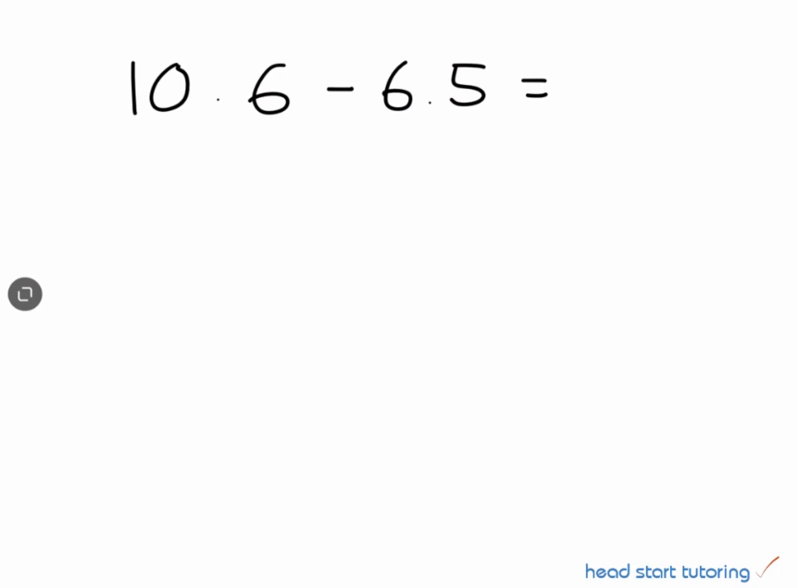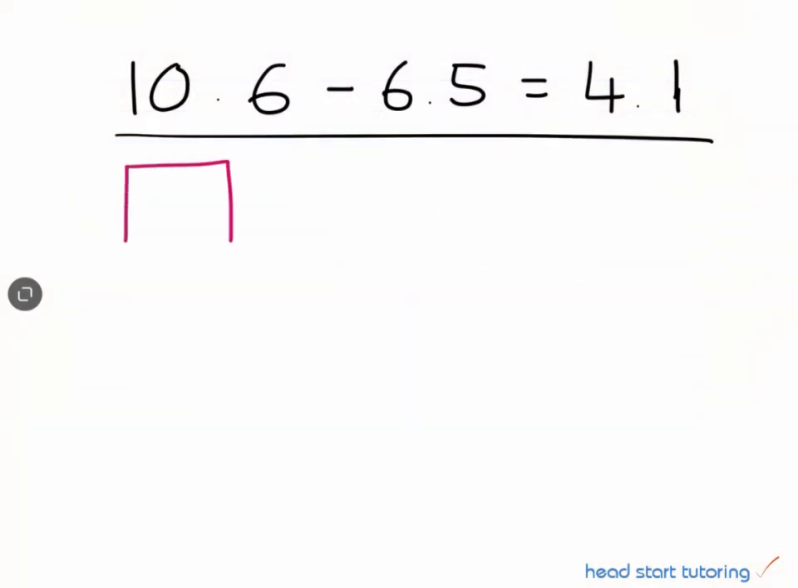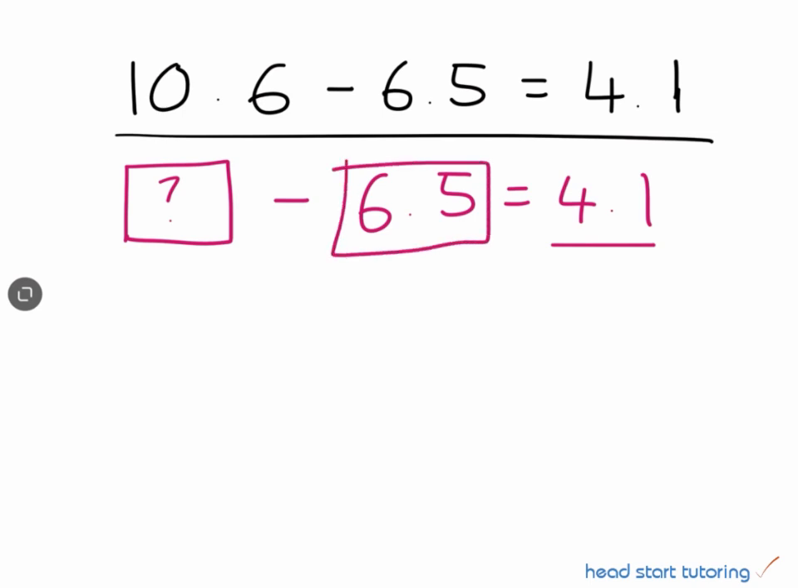If we have a look at 10.6 minus 6.5, that will give us an answer of 4.1. So if 10.6 minus 6.5 gives us an answer of 4.1, it should be quite clear to us by this point that if we are not quite sure what to minus 6.5 from to get an answer of 4.1, all we need to do is add your 6.5 and your 4.1 together, and that should give us an answer of 10.6.